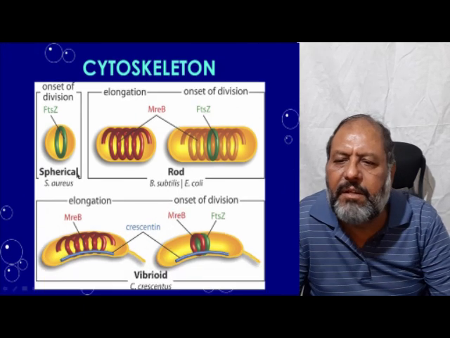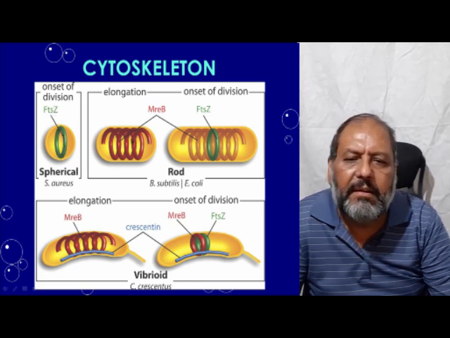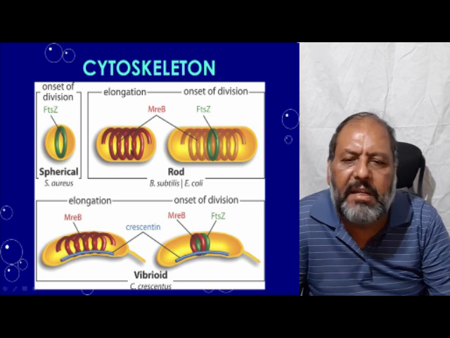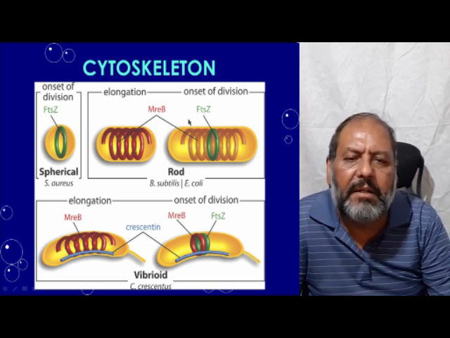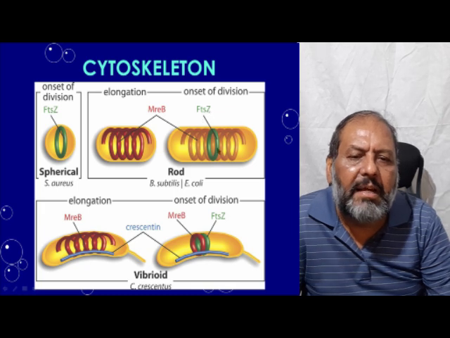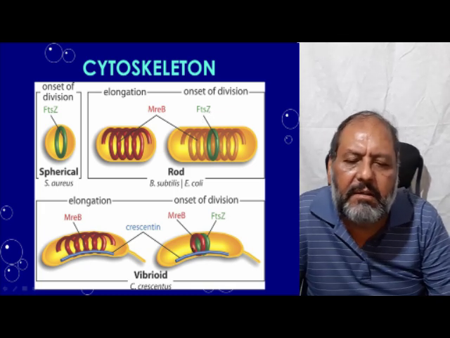Here one can see the spherical bacteria, and this is the cytoskeleton of this bacteria, which is FtsZ. And in case of the bacilli, one can see these cytoskeleton proteins, which are MreB and FtsZ. So these make the basic architecture of the cell.